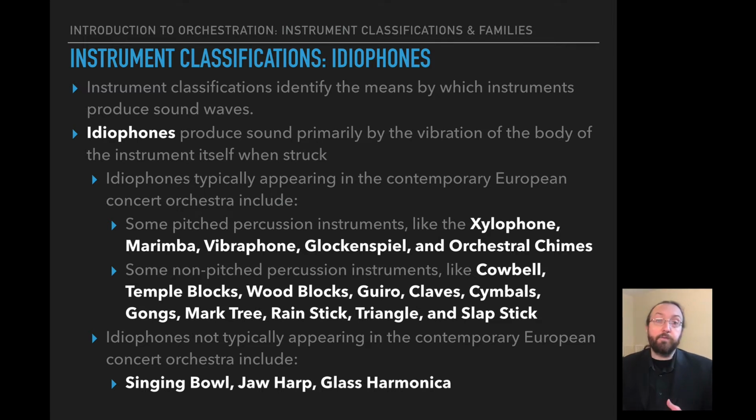There are plenty of idiophones that don't appear in the contemporary European concert orchestra, such as the singing bowl, jaw harp, or glass harmonica, but these have also appeared in some pieces by composers. They're just not a standard member of the European orchestra.